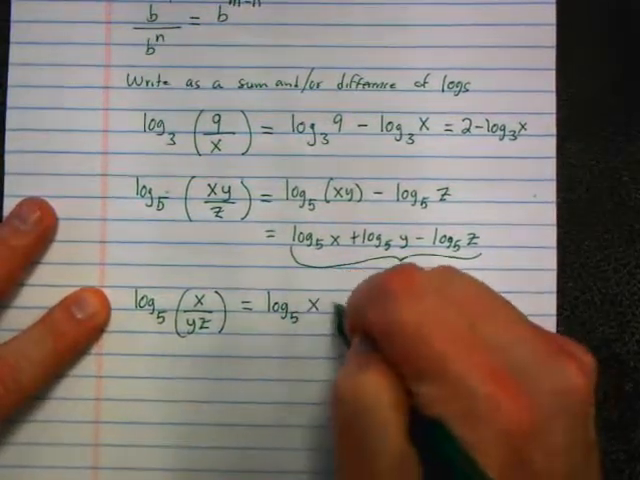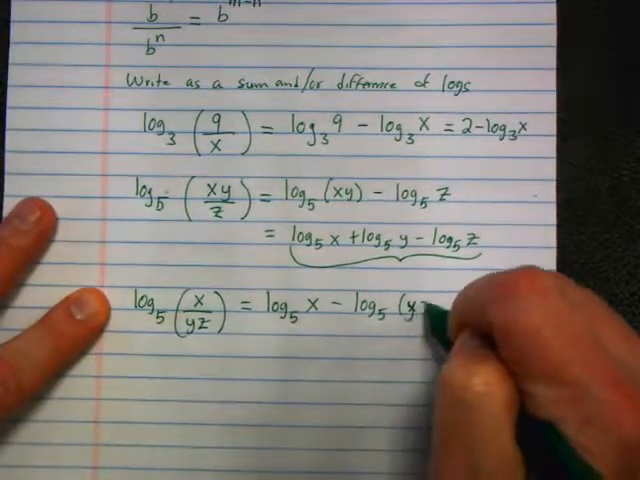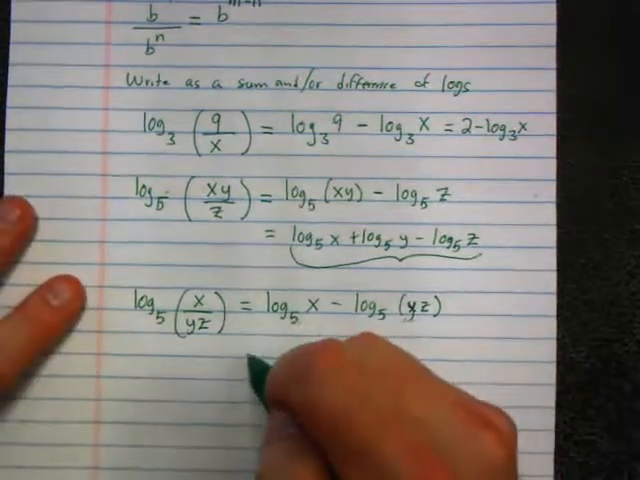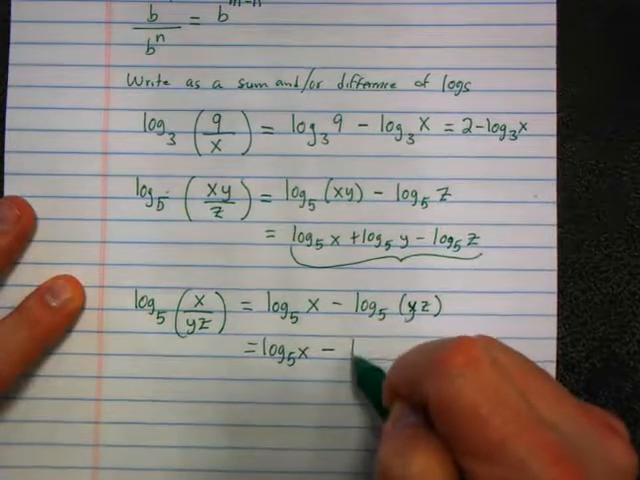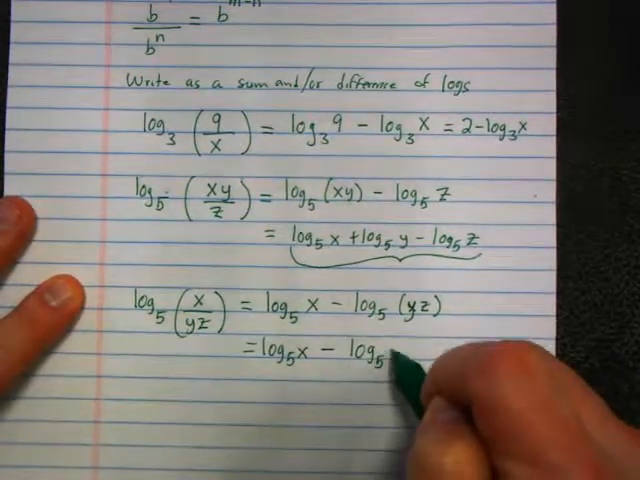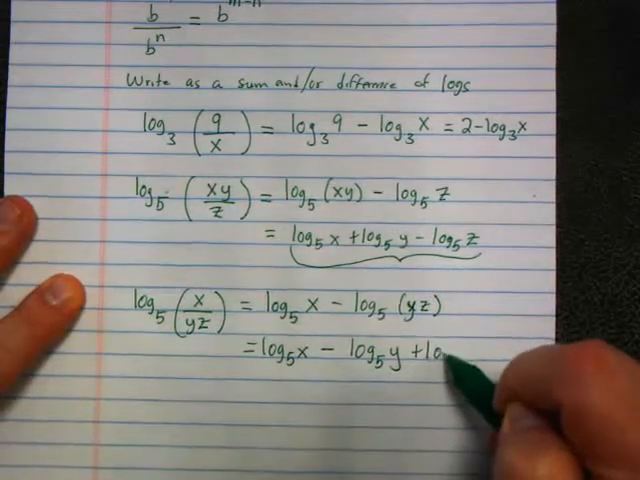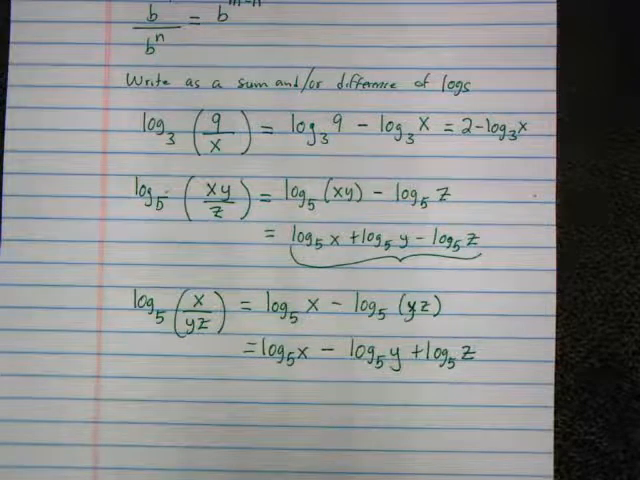Log base 5 of x minus log base 5 of yz. And then I have to separate the yz, so it becomes log base 5 of x minus log base 5 of y plus log base 5 of z, and that's almost correct, but there is an error there.